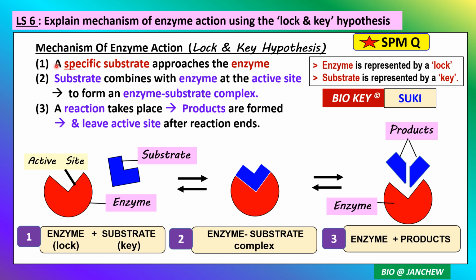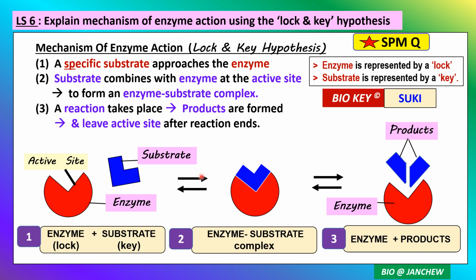Okay, now let's continue. So how are we going to explain the mechanism of enzyme action? Okay, take it like a story. Firstly, a specific substrate approaches the enzyme. For example, when these molecules are moving freely in the system, they may randomly collide with one another. Okay, that's how the substrate may approach the enzyme. And if the substrate here, the blue shape, has a shape that is complementary to the active site on the enzyme, then the substrate can fit exactly into the active site.